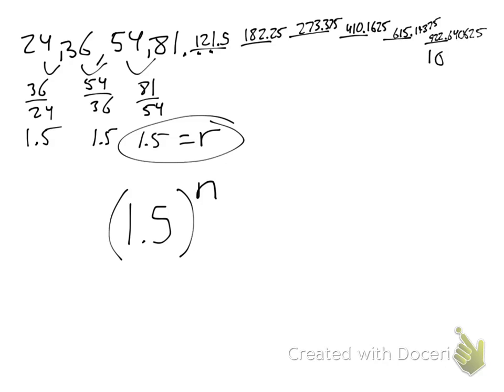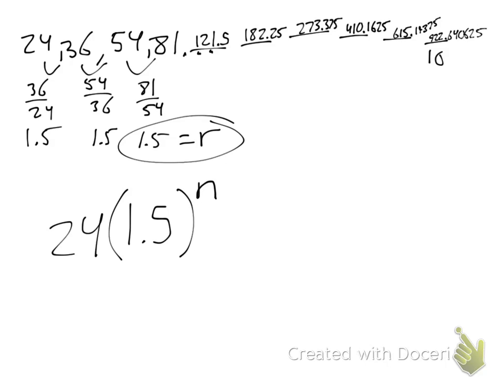Wait a minute. I think we are forgetting something about that constant or some number. We didn't start enacting 1.5 until after term 1. When did we first start to multiply 1.5? Going from 24 to 36. So 24 was already there, right? That's our first term. Oh, so shouldn't we put 24 in front of this? 24 times a whole bunch of 1.5s will give me my answer.